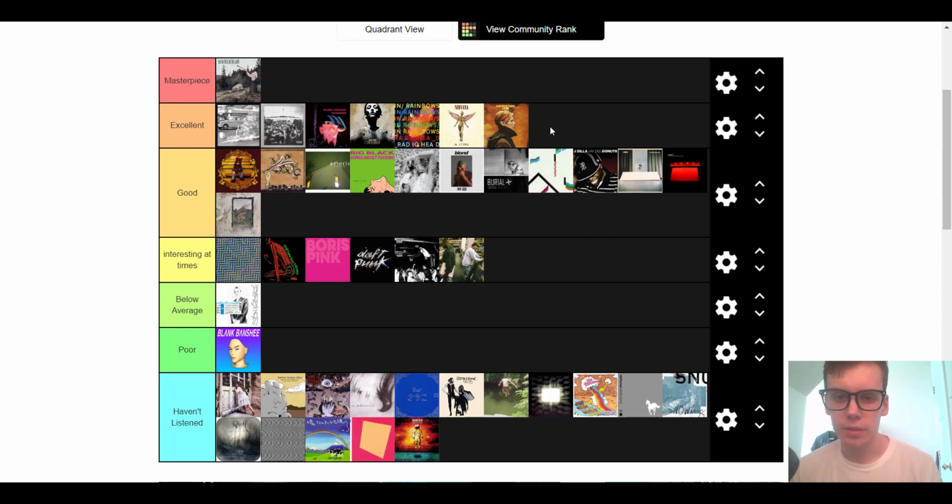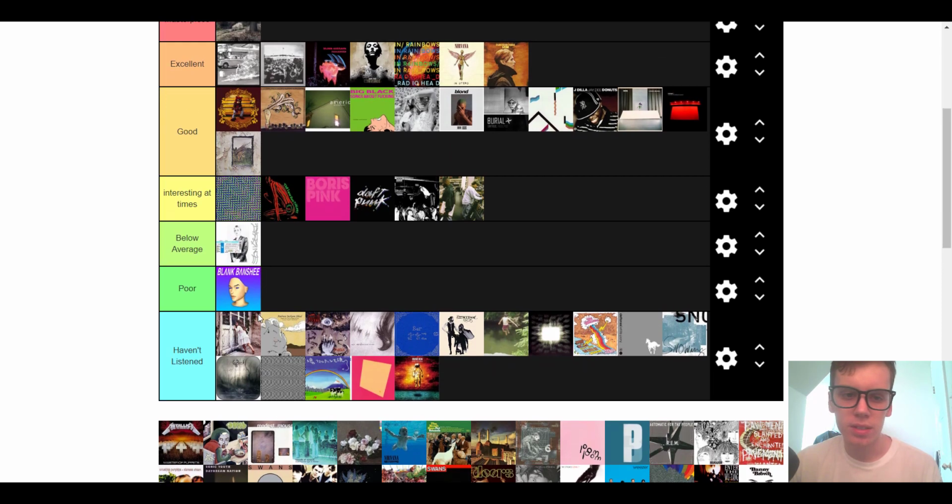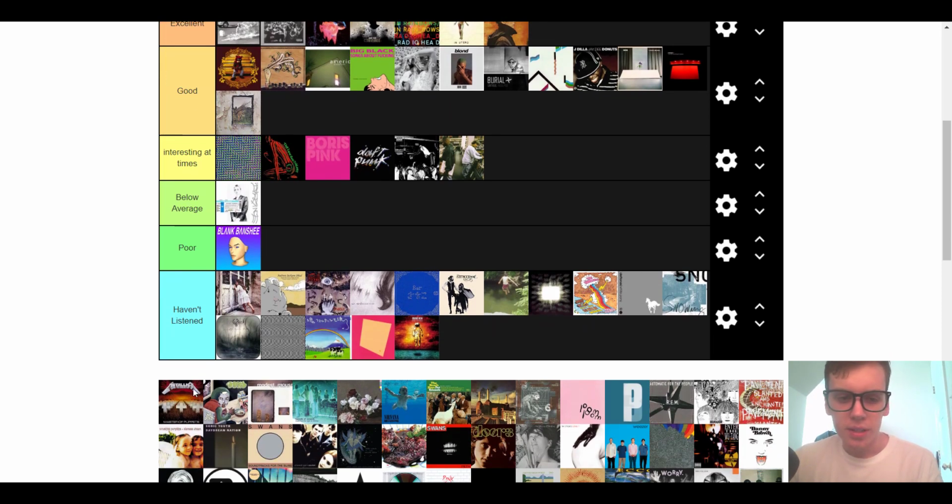Just absolutely outstanding stuff for David Bowie, and I think for me, this one definitely was one of the albums that drew me into his presence in the music industry even more. So yeah, that's Low. Moving on, we have Master of Puppets, and I mean, this one's going in interesting at times.